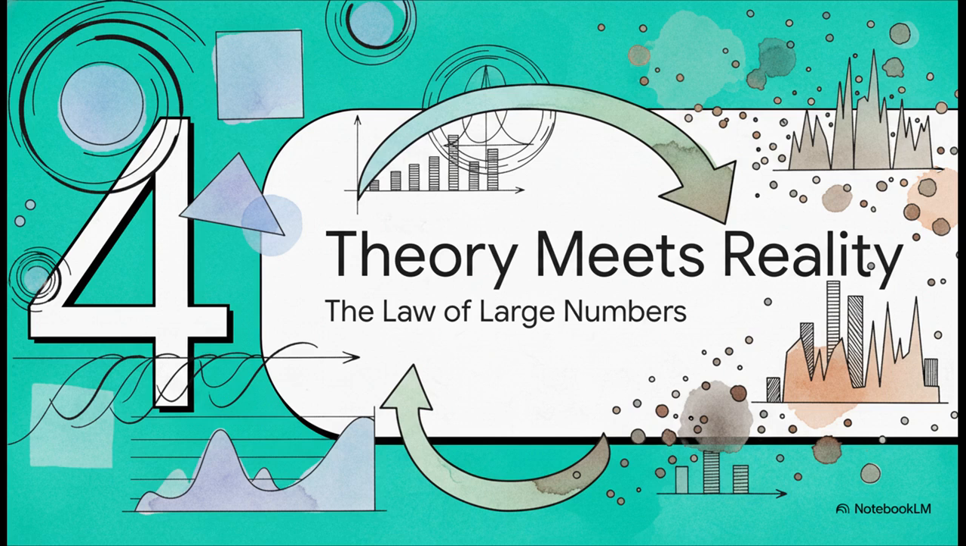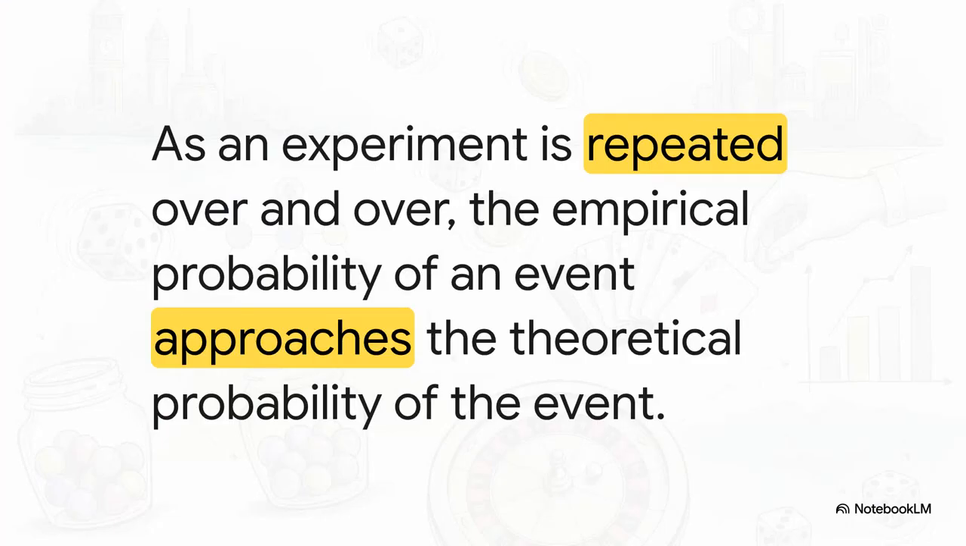So we have this perfect theory on one hand, and then we have this messy, real-world data on the other. Is there any way to connect them? The answer is yes, and it's actually one of the most important ideas in all of statistics. It's called the law of large numbers.